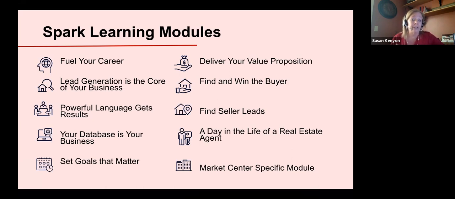And then, of course, finding seller leads. So that's going to be a great session on how to put a lot of these pieces together and find seller leads. And then a day in the life of a real estate agent.